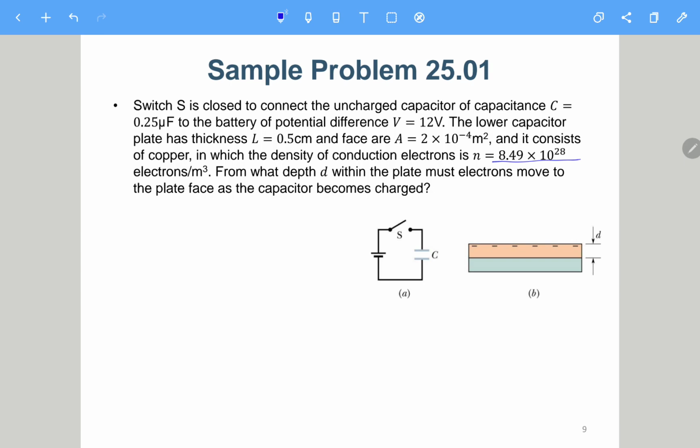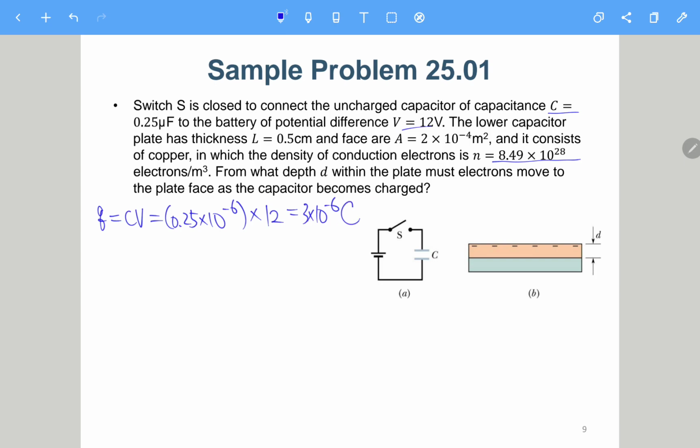First of all, let's see how much charge should be on the plate, because it's already given the value of the capacitance and also the voltage. So we can calculate Q equals CV. We have C to be 2.5 times 10 to the negative 6, times 12. So Q will be 3 times 10 to the negative 5 coulomb.